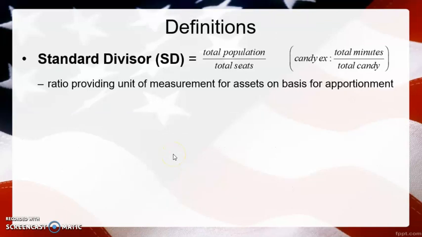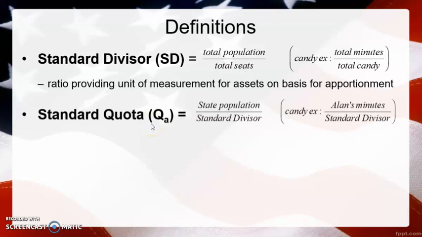So in order to use any of our methods of apportionment, we have some basic definitions that we have to understand. The first one is a standard divisor, and in that case, we're simply going to take the total population and divide by the total number of seats. So in the example of Miss Teacher, the total population would be the total number of minutes that all of the students practiced on the piano together. And then the total seats would be 50 because that represents the number of pieces of candy. So 90 divided by 50 would give us the standard divisor.